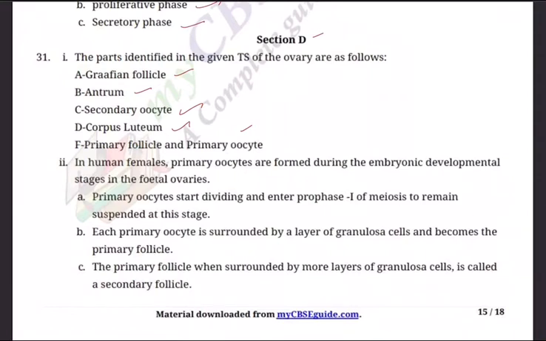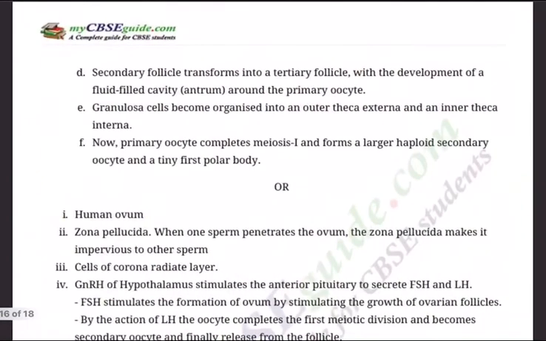Question 2. Explain the changes the primary oocyte undergoes while in different follicular stages before ovulation. In human females, primary oocytes are formed during the embryonic developmental stages in the fetal ovaries. Primary oocytes start dividing and enter prophase 1 of meiosis to remain suspended at this stage. Each primary oocyte is surrounded by a layer of granulosa cells and becomes the primary follicle. The primary follicle, when surrounded by more layers of granulosa cells, is called a secondary follicle.